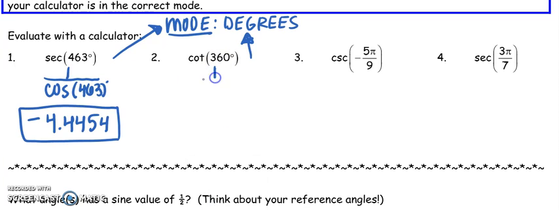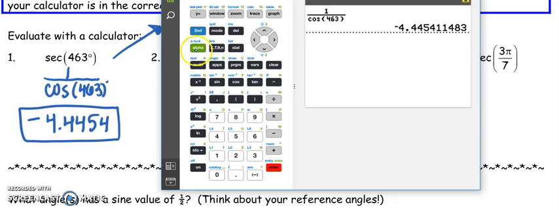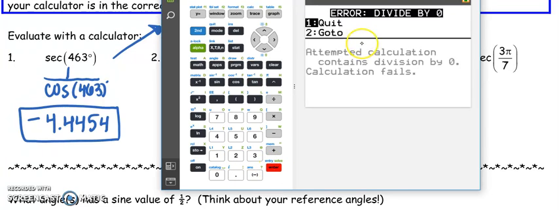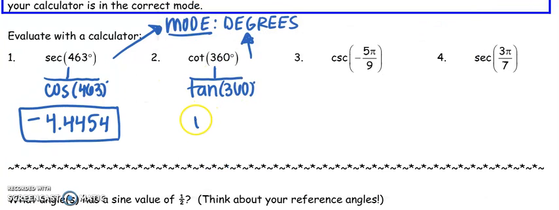Cotangent of 360. Well, we don't have a cotangent key, so we have to do 1 over the tangent of 360 degrees. So I'm going to go over here to the calculator and do 1 over the tangent of 360 degrees. Oh my gosh, what does this mean? You know what it means? You can't divide by 0 because it's undefined. So this is undefined. Boom.